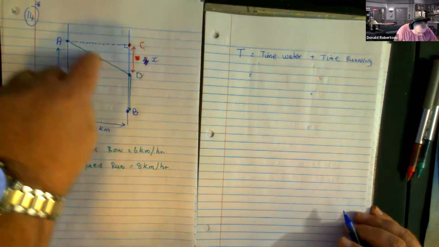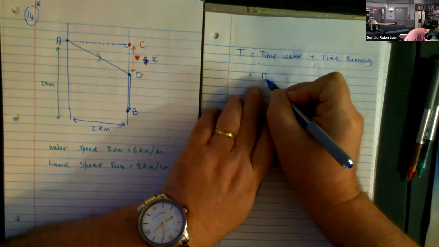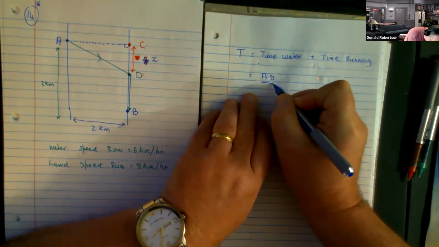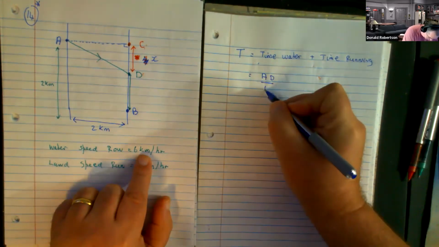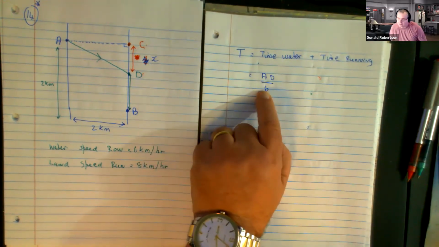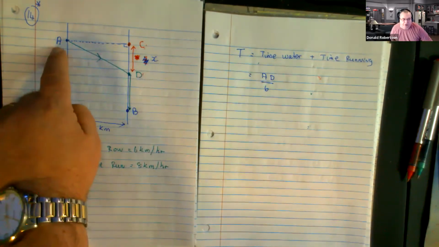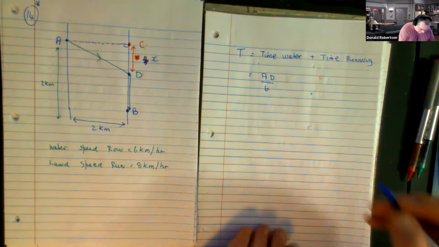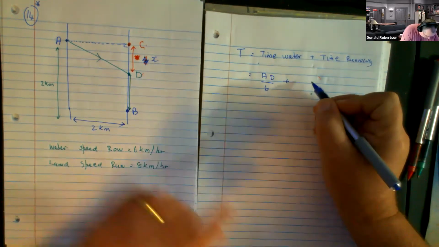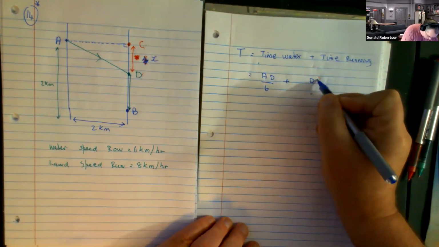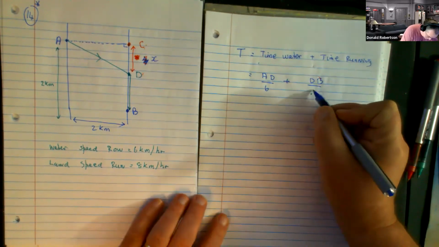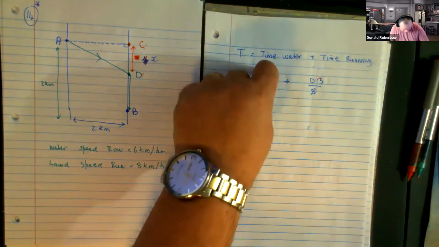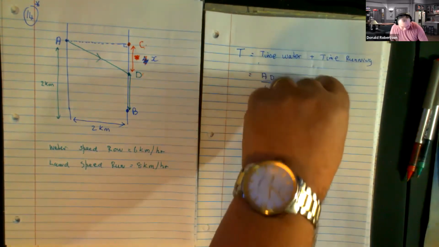Now, let's do the water journey, right? That guy there. That's going to be the distance AD divided by 6, right? You go 6 kilometers an hour and you're traveling whatever AD is. Now, the time you spend running is going to be the distance DB divided by 8, right? Distance over speed is time.